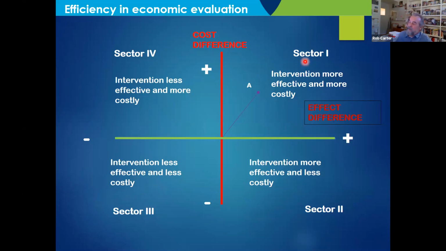And over here in sector 1 is the situation where most interventions for change fall. To achieve something, to achieve a change, you have to spend more money. And in spending more money, it's more effective. Okay, so this is where most options for change fall, and you've got to somehow ascertain what is value for money. And that's what this line is here.